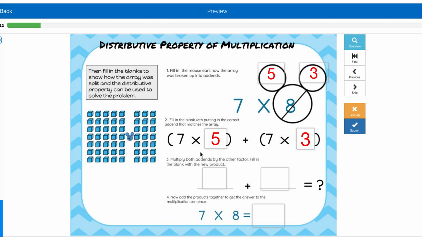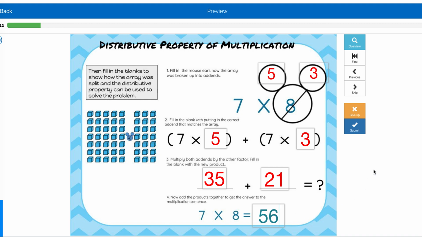So now I'm going to multiply, 7 times 5 and 7 times 3. And now I know if I add the products together, I'm going to get the final answer to my multiplication sentence. So I have 7 times 8 is, and I add up 35 plus 21, so I have 56.